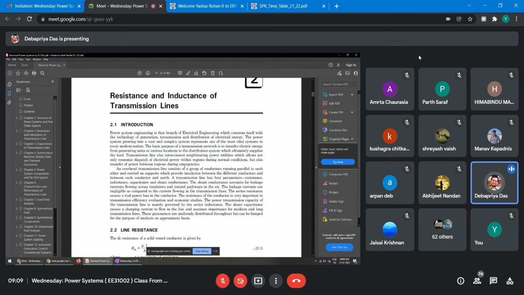Some differences are there between virtual power plants and microgrids. Later we will see this, but things are going on. So things are changing. Electrical engineering, whatever we have now, is changing very fast, right?